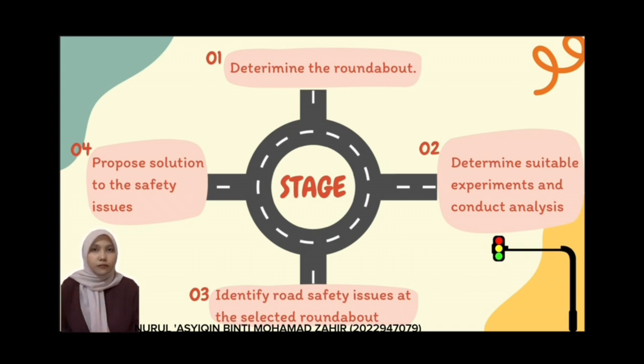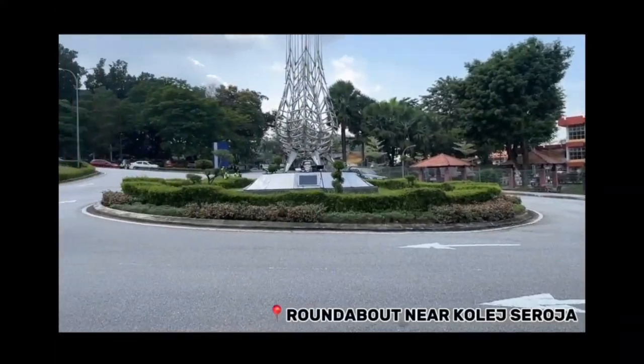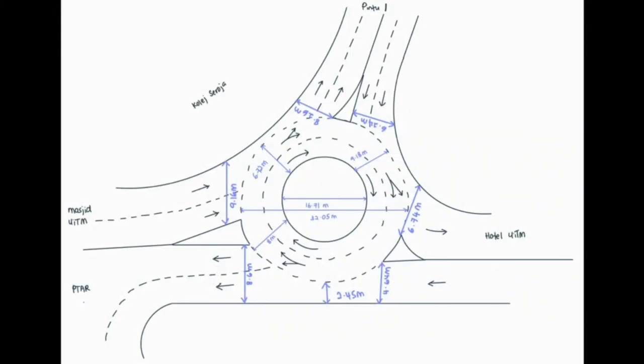First, determine the roundabout. Second, determine suitable experiments and conduct analysis. Third, identify road safety issues at the selected roundabout. Lastly, propose solutions to the safety issues. Stage 1, determine the roundabout. For this project, we selected the roundabout near College Seroja. Furthermore, this is the layout of the roundabout.